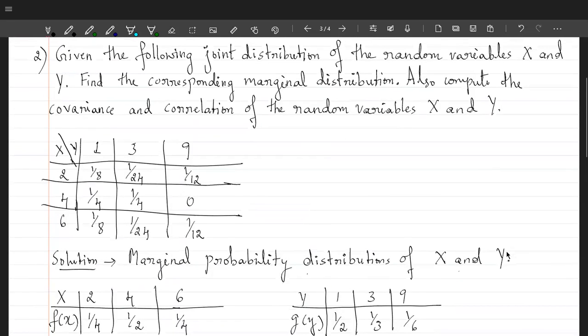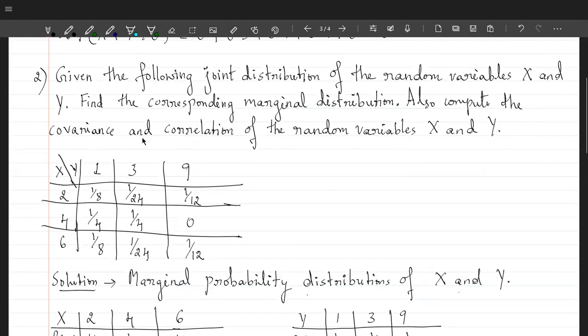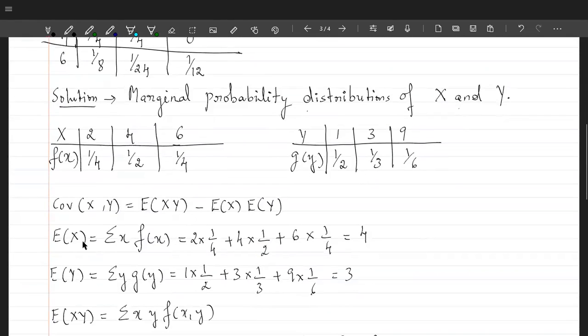Then after this, what we are asked to calculate here is we have to find the covariance and correlation. So to find the value of covariance, this is the formula: expectation of xy minus expectation of x into expectation of y. So expectation of x here is mean of x, that's equal to summation x into f of x. So 2 into 1 by 4 plus 4 into 1 by 2 plus 6 into 1 by 4. So E of x is 4. E of y is equal to 1 into 1 by 2 plus 3 into 1 by 3 plus 9 into 1 by 6. So E of y is equal to 3.